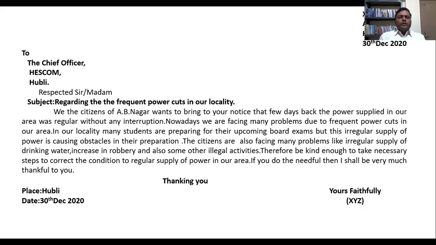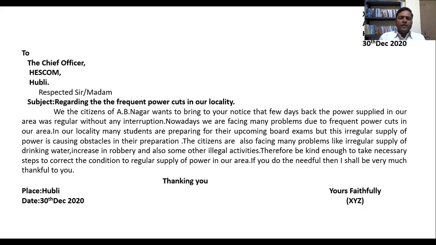Now you must write the inside address, that is, here you are writing to the chief officer. Here you are writing the inside address to the chief officer, you are writing the letter. To the chief officer, HESCOM Hubli, and greet him with a salutation, that is, respected sir or madam.